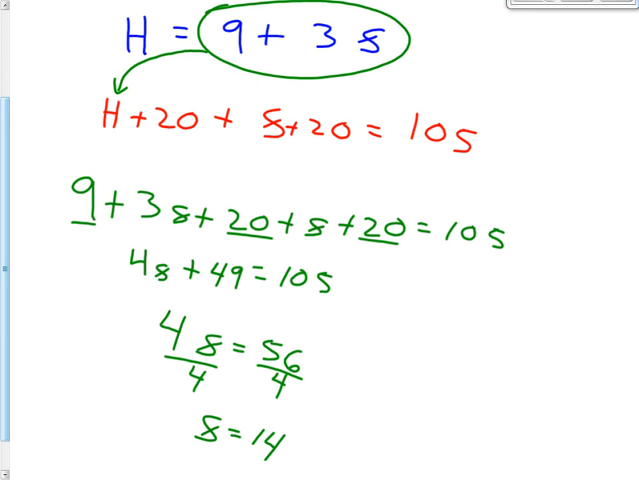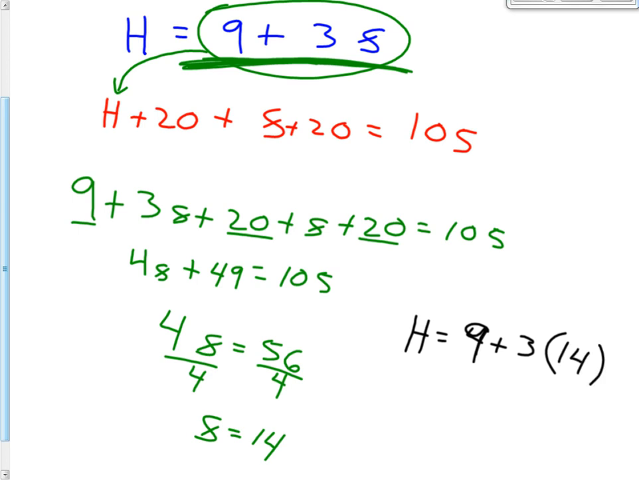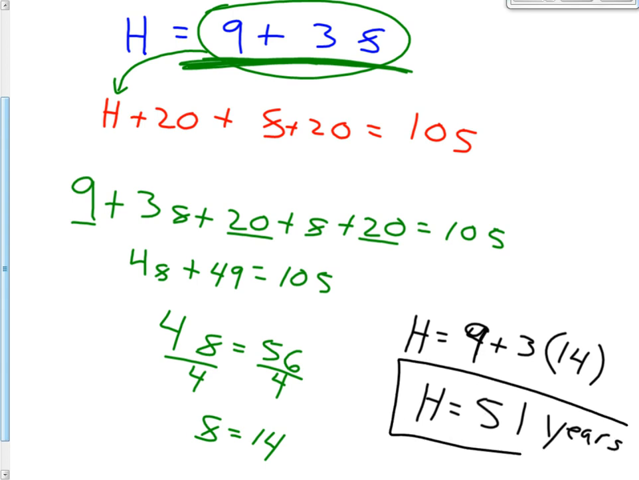Sophia is 14 years old, so how old is Henry? Well, Henry is 9 plus 3 times Sophia. So finding out Henry equals 9 plus 3 times Sophia, and Sophia is 14. So 3 times 14 plus 9, we get Henry as being 51 years old. 51 years.